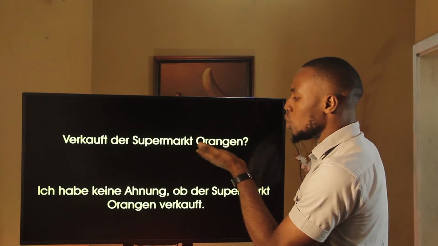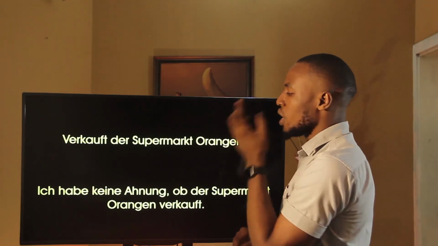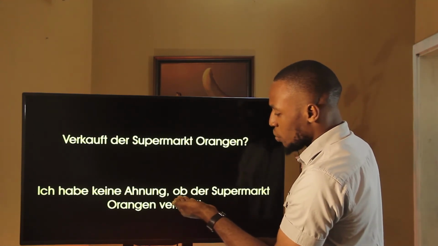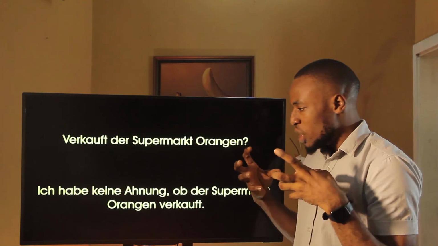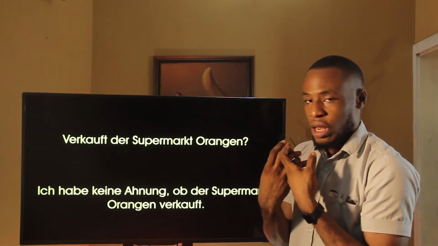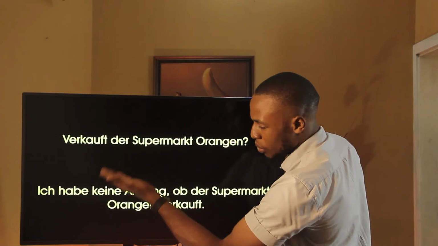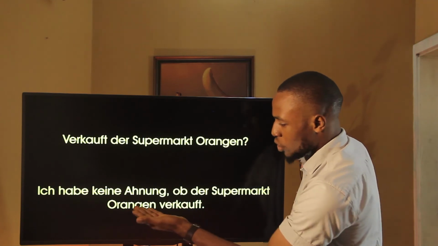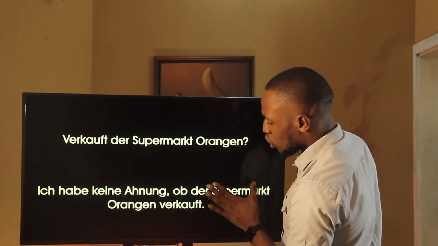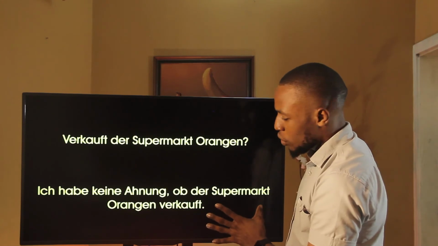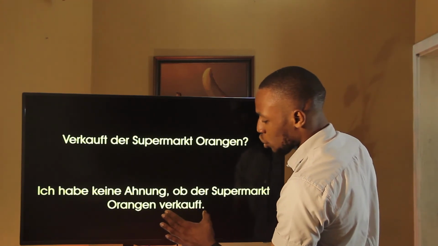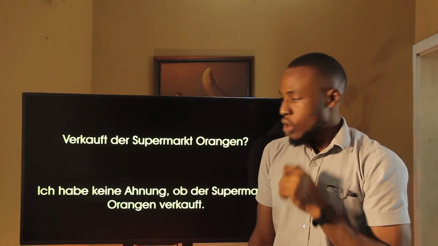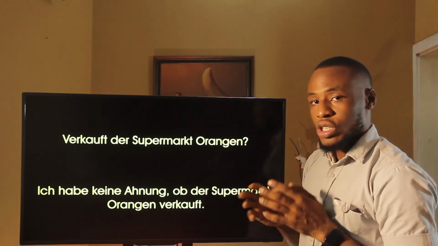You notice here, this is no longer a W question. This here is a yes or no question. And if you notice here as well, we simply have ob, which means if. So linking these two statements together, which simply means ich habe keine Ahnung, I have no idea, ob, if, der Supermarkt Orangen verkauft. Because the subject remained the same from the question to my response, I still have the same verb conjugation here, which is what? Verkauft. Alles klar?